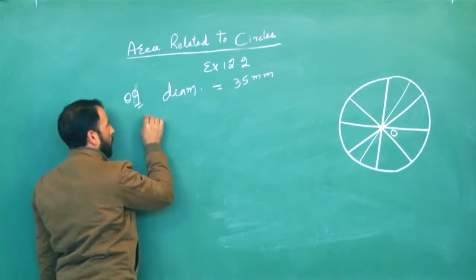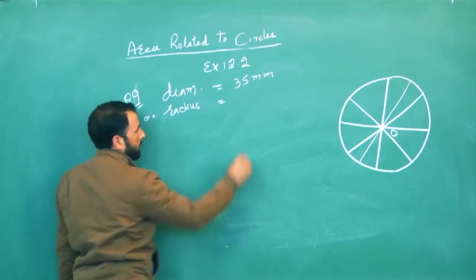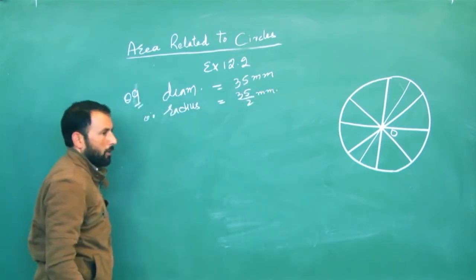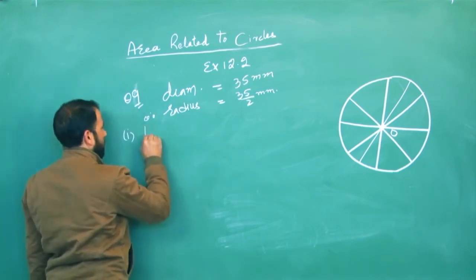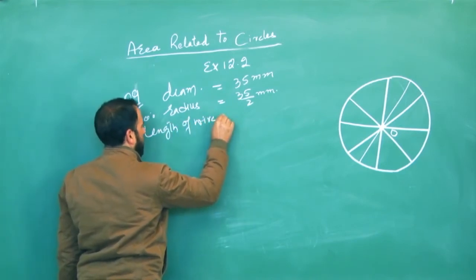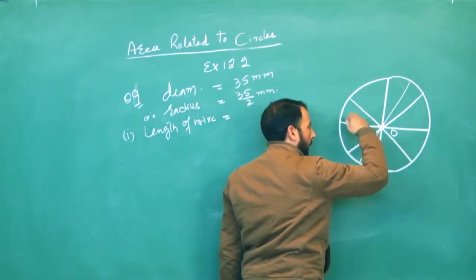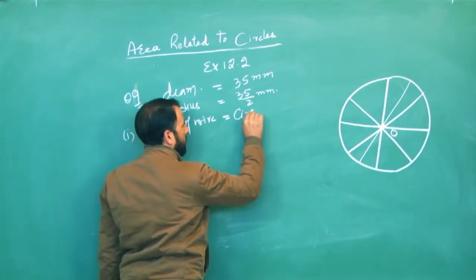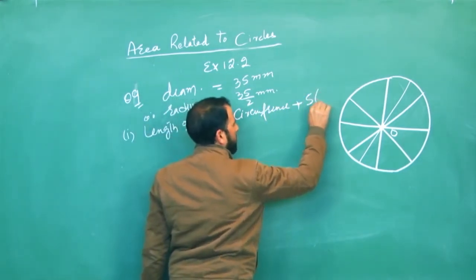So first, in question number 9, diameter equals 35 millimeter. Therefore, radius is equal to 35 divided by 2 millimeter. Then, first one is the length of the wire used. Length of wire is equal to, clearly the wire is used in making the circular brooch and 5 diameters. The length of wire is circumference plus length of 5 diameters.